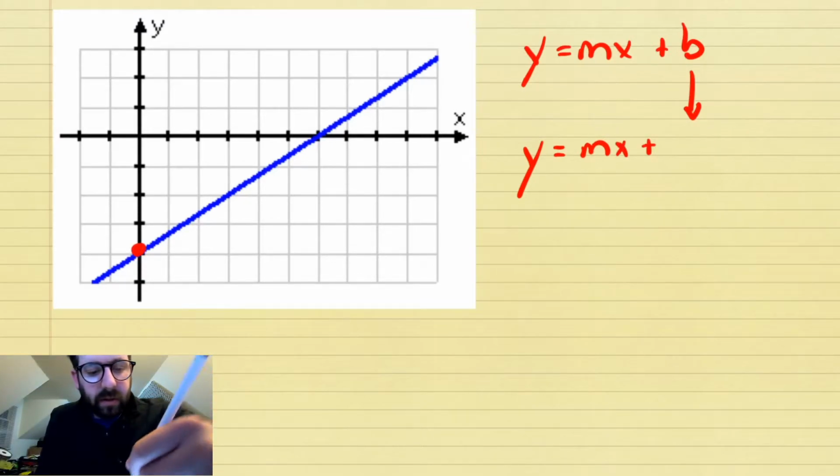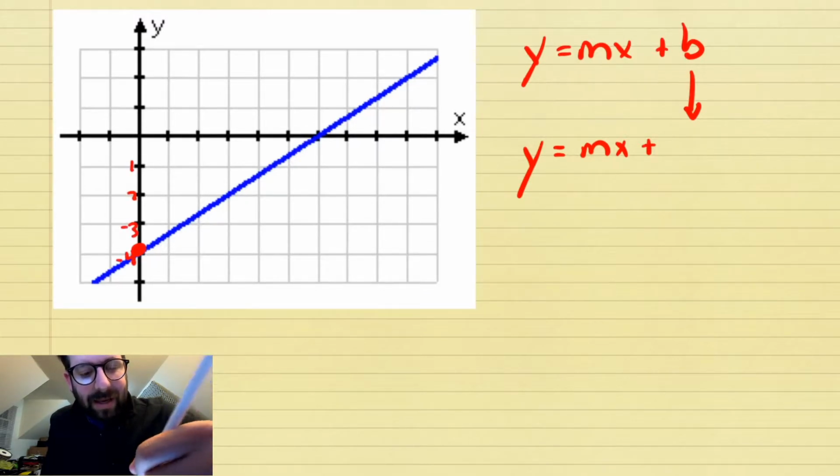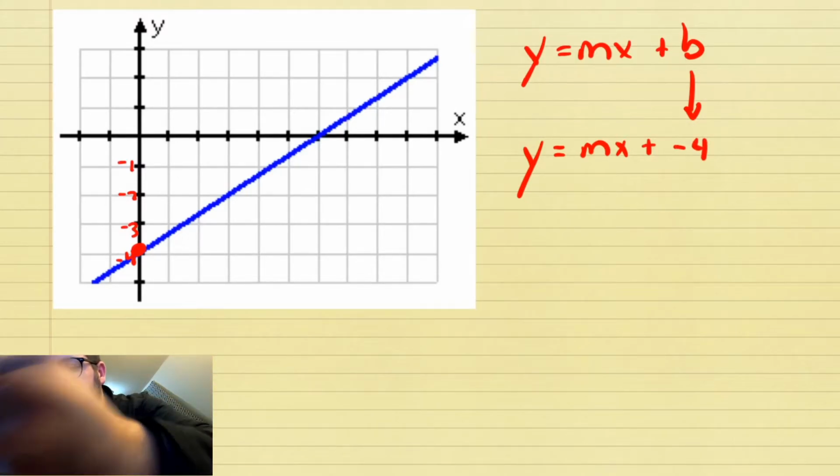So I hit the y-axis down here. Now I'm assuming these are going by ones. They don't have any numbers here, so this is 1, 2, 3, 4. So I'm hitting negative 4. Again, these are negative numbers. So I'm hitting negative 4, so that number will go right there.